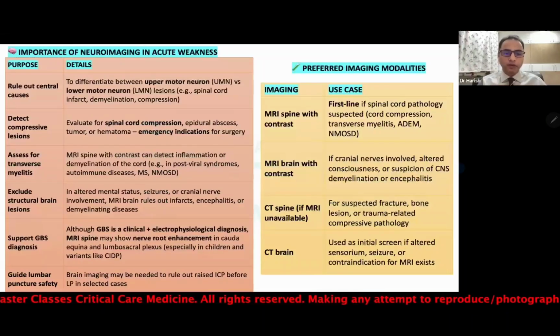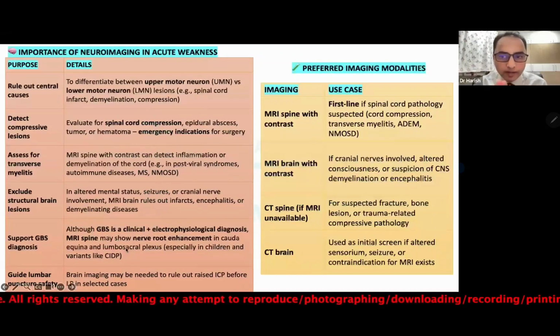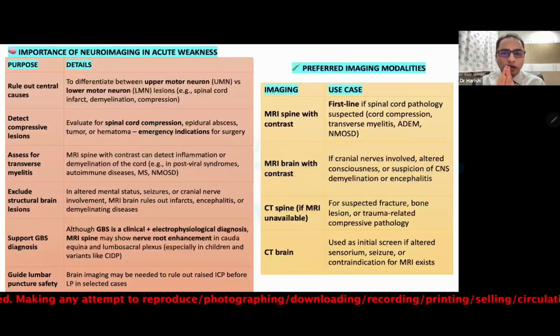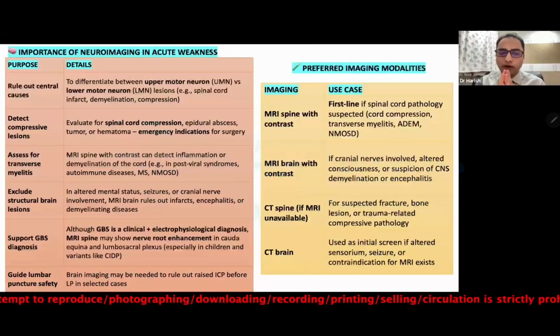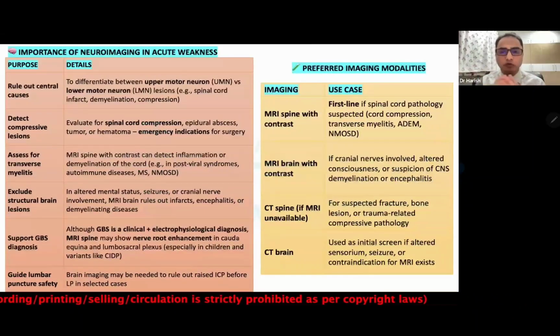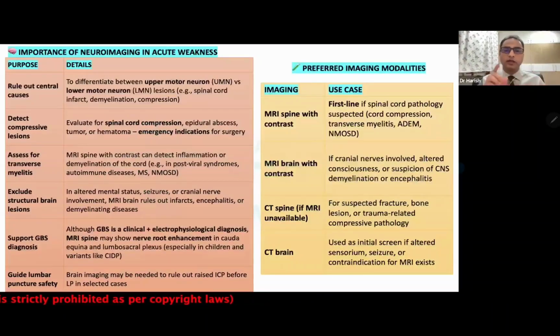Okay, so demyelinating pulse, that is CIDP. It also guides the lumbar puncture, whether it is safe to do CSF or not. If you have brain imaging, it helps in ruling out any sort of rise in intracranial pressure, so that we can safely proceed with the lumbar puncture. So these are some of the rationales if at all you want to commit to some sort of neuroimaging. Again, preferred imaging modalities in any patient with this clinical background.